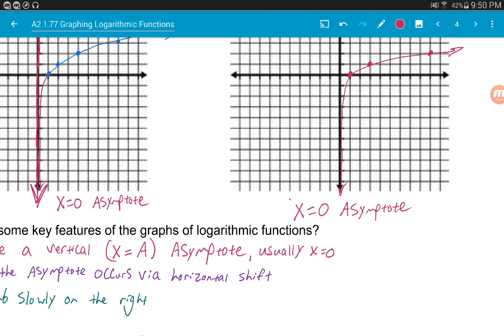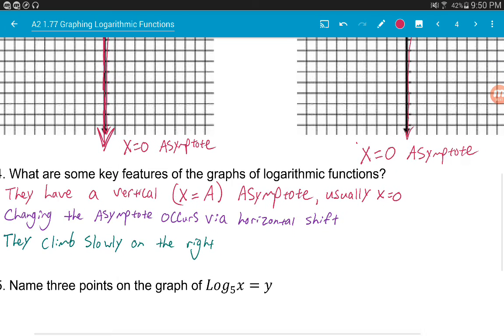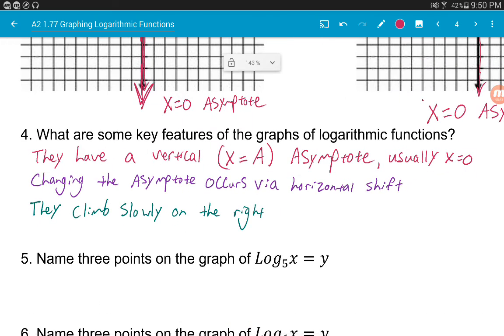Now there are a few features of these logarithmic functions. They all have a vertical, meaning up and down, asymptote. That's an x equals something line. Usually it's x equals 0. Changing the asymptote would occur by a horizontal shift, meaning shifting it left or right would change the asymptote. And these functions climb slowly on the right, slower and slower the further out you go.